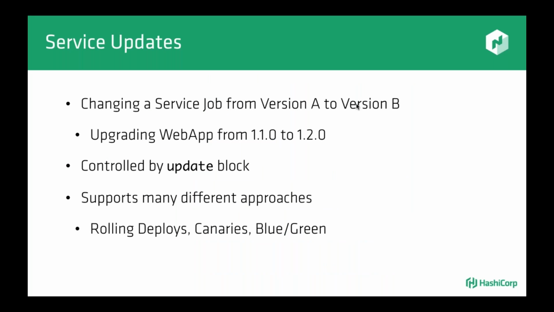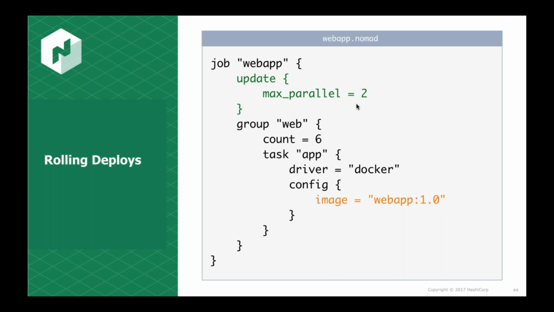So when we talk about the service updates, what we're talking about primarily is as we're changing an existing job from running, let's say, version A to version B. So an example might be we have our web app, and we're upgrading from version 1.10 to 1.20. And so there's many different methodologies by which we can do this. All of them are controlled by the same update block within Nomad. So the update block lets us control as a developer what we want our semantics to be, how we want to actually do this upgrade. And there's 3 primary approaches that we support now. One is rolling deploy, one is canaries, and one is blue-green. And we'll touch on each of these.